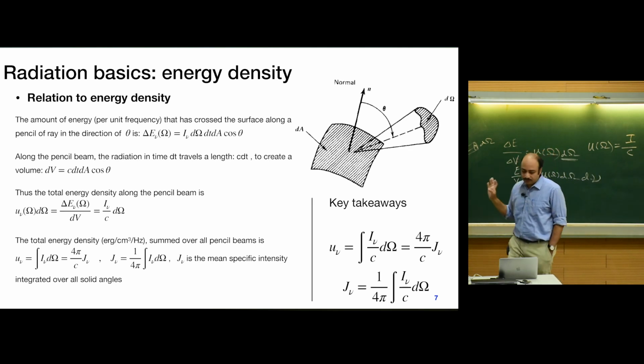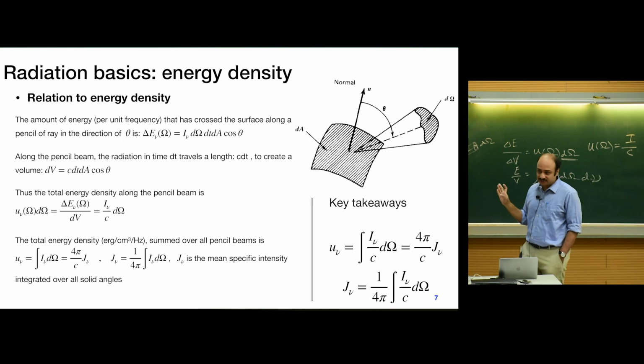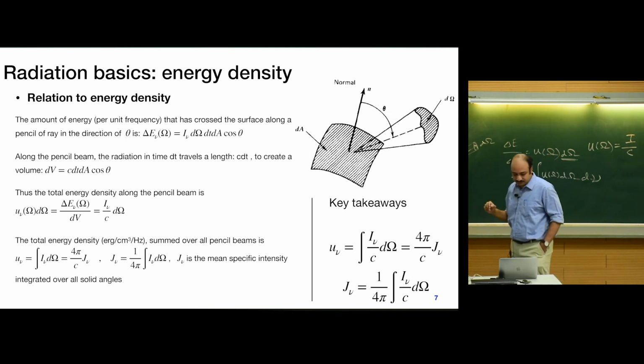Just to keep you updated of what units we are working with. Energy units we know, it's ergs. U omega is ergs per unit volume, ergs per centimeter cube per solid angle, per steradian. Okay, so these are the basic definitions. Integration is from 0 to 4 pi. Integration of this one? No, the integration range is not given. 0 to 4 pi. Of which integral?